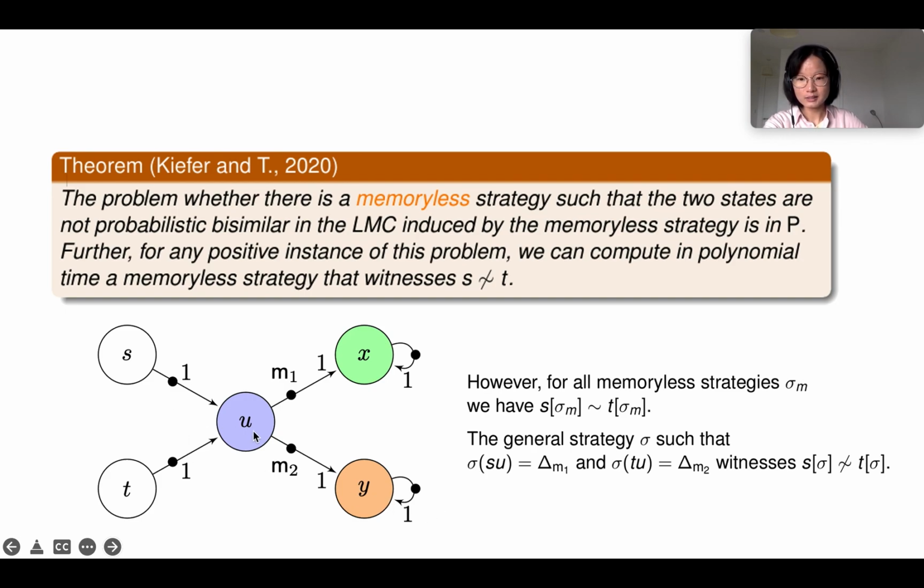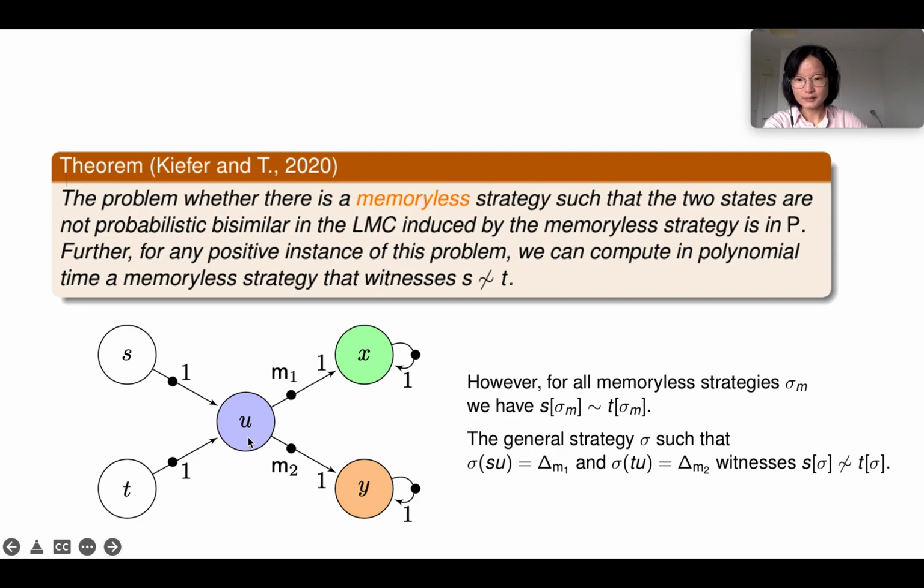In this MDP, the state U has two actions, M1 and M2. So there are a lot of general strategies that can make S and T not probabilistic bisimilar. For example, we can let U choose the M1 action if it is reached from S, and choose the M2 action if it is reached from T, then in the induced LMC, S and T are not probabilistic bisimilar. However, when using memoryless strategies, since U is fixed to choose some local strategy, then S and T will always be probabilistic bisimilar.